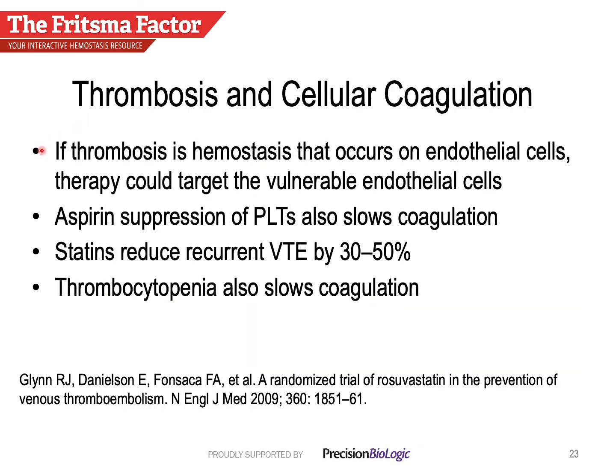If thrombosis is hemostasis that occurs on cells, therapy could target the vulnerable cells such as endothelial cells. Also, aspirin suppression and thrombocytopenia of platelets slows coagulation, and statins' anti-inflammatory properties reduce recurrent venous thromboembolic disease by as much as 30 to 50%.